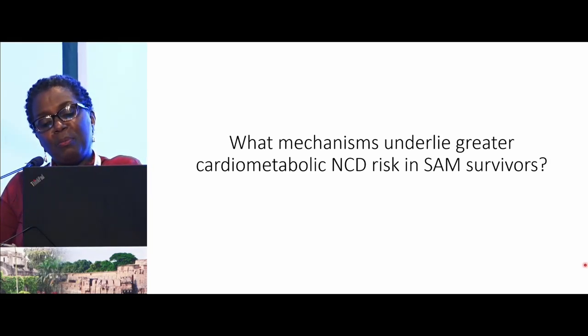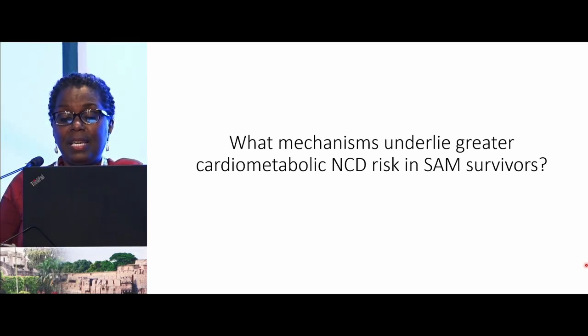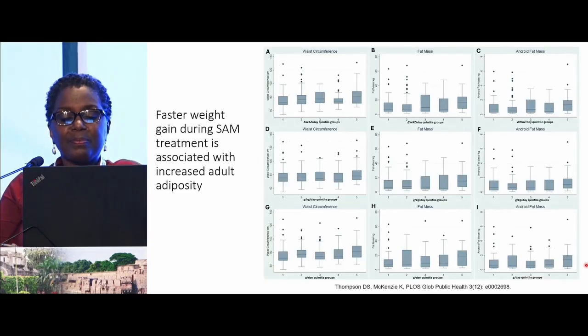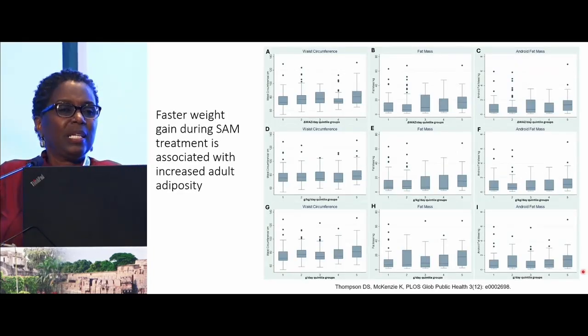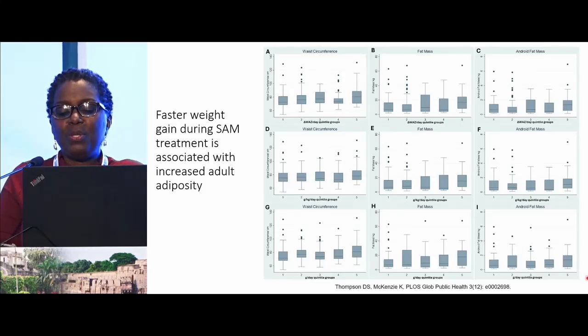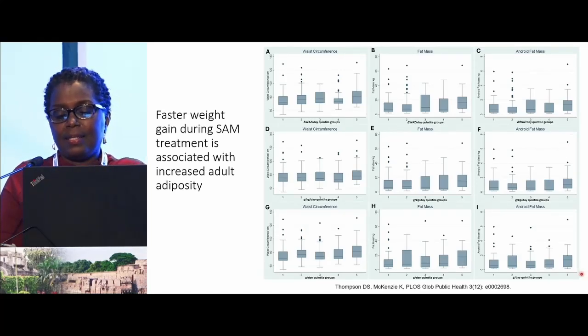So where do we go from here? Well, as part of our ongoing work, we are investigating mechanisms that could explain greater cardiometabolic risk in adult SAM survivors. So one of the things that we did in trying to get some mechanistic insights is that we used admission records to calculate the rates of weight gain during malnutrition treatment in these children. And we divided this weight gain into quintiles.